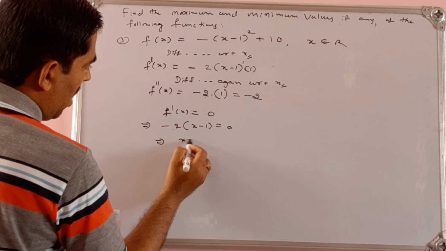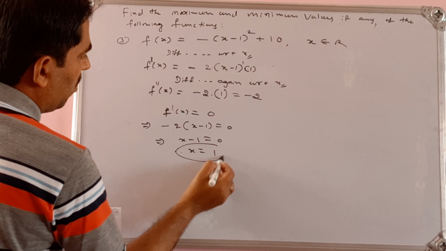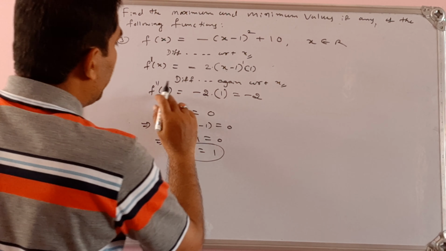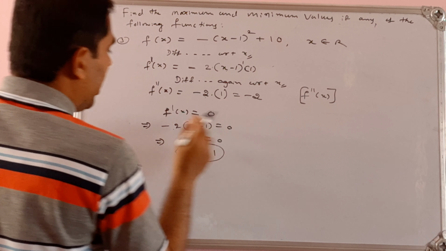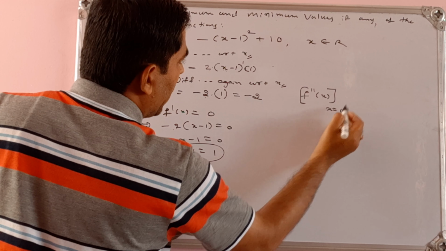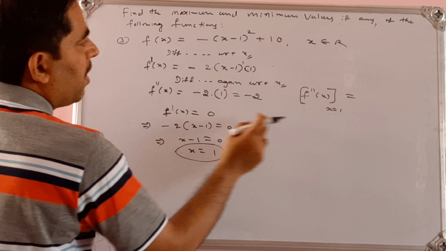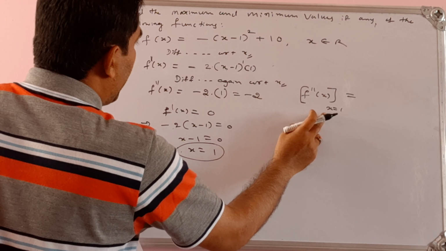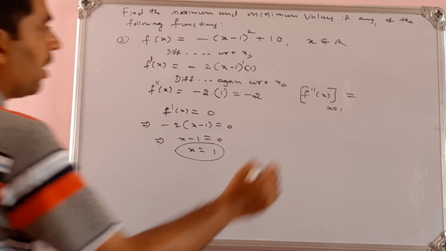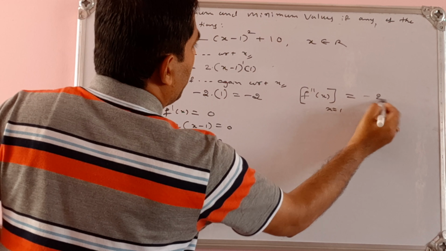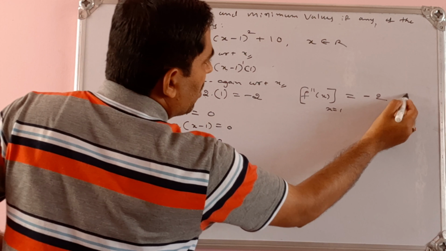So I can write x minus 1 is equal to 0. Therefore, x is equal to 1. This is the critical point. Now you take the second derivative. F double dash x, my second derivative, at x is equal to 1. Substitute x is equal to 1 in the second derivative. So f double dash x is minus 2. Minus 2 is a constant, it remains minus 2 because it doesn't contain any variable. So it is less than 0.